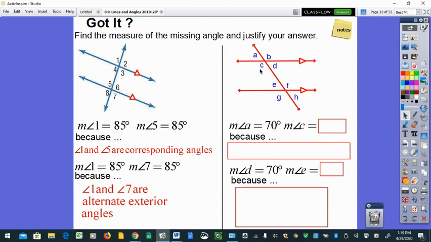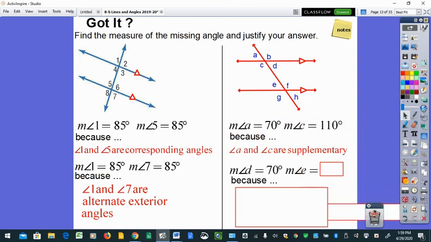How do you get the measure of angle C? Now, they are not the same measure. One is acute and one is obtuse, but they form a straight angle. If you were to add their degrees together, they have to add to 180. Did you get the measure of angle C as 110? And it's because they are supplementary. Two supplementary angles add to 180 degrees.